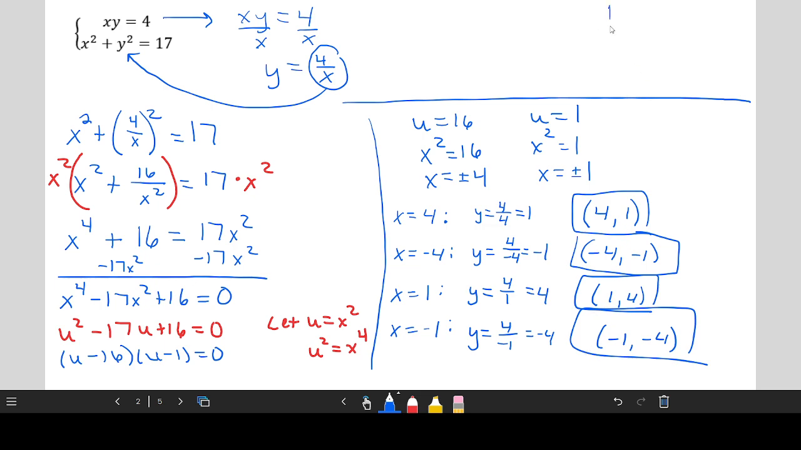Just to give you an illustration of what this looks like, the second equation was a circle centered at the origin. And the y equals 4 over x is a rational function. That's actually just a transformation of 1 over x. It's been multiplied by 4, so it's just been stretched vertically a little bit. But it approaches the axes as asymptotes still. And so there's our 4 points of intersection that we just found.